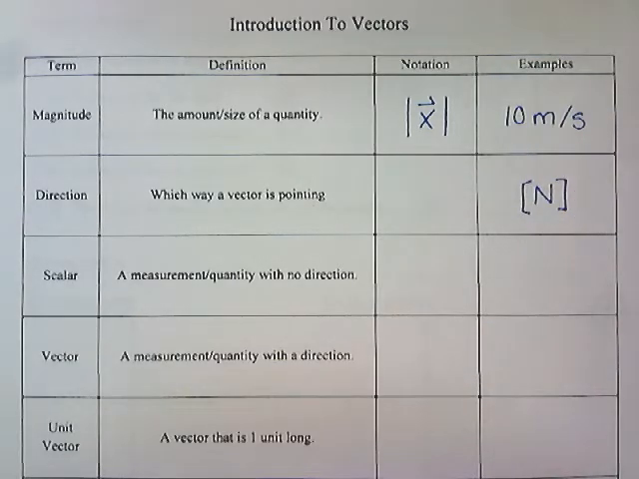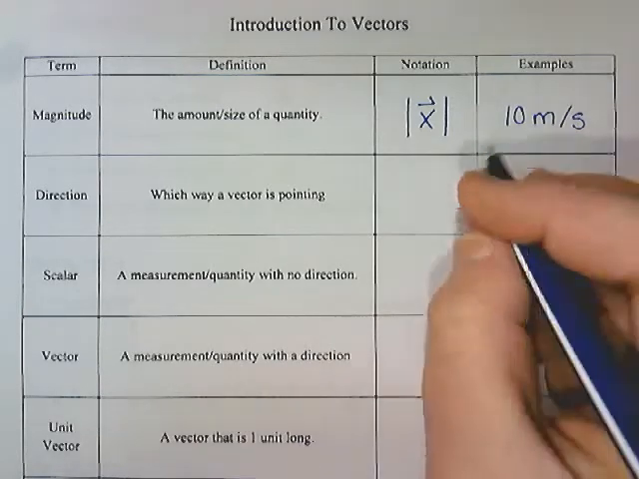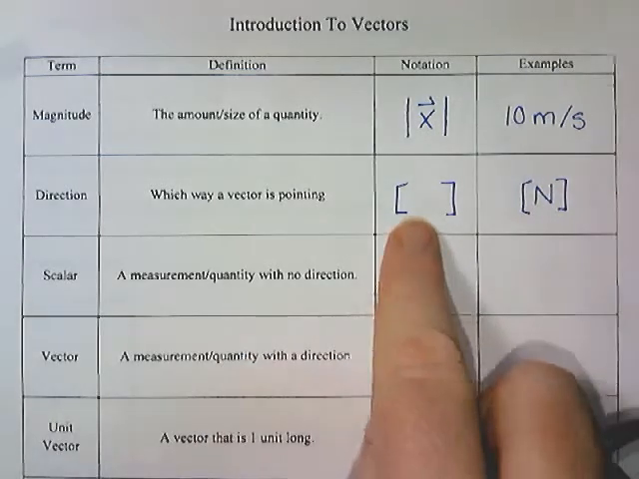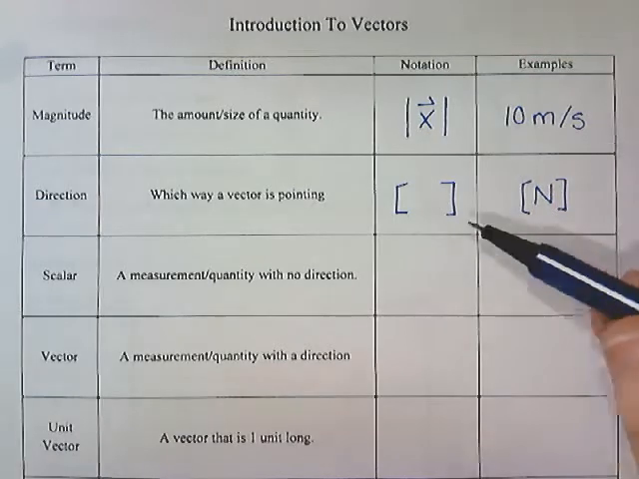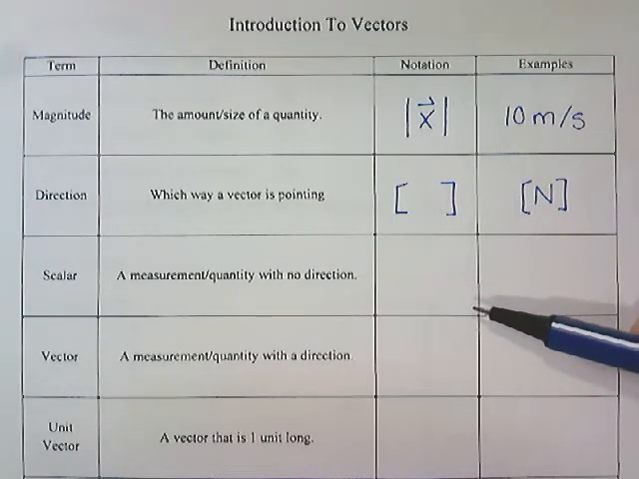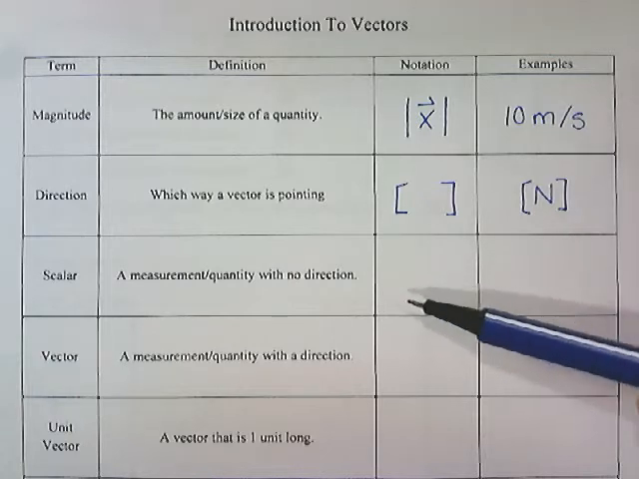So when we're writing direction, I like to use the square brackets. That's the standard notation for the direction, is to put it in square brackets. It doesn't have a particular letter or symbol that we use. We just tend to include the direction in square brackets. A scalar measurement is a measurement that does not have direction. So that would be things like speed or your age or a temperature. Those things don't have an associated direction, so they would be a scalar quantity.